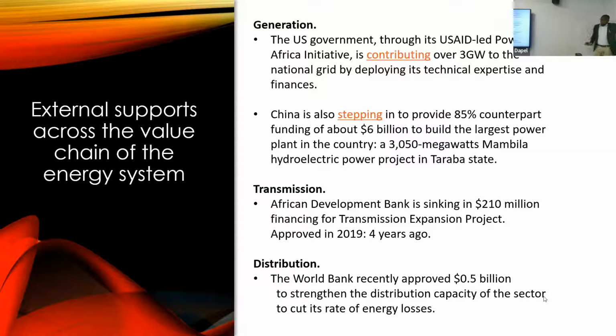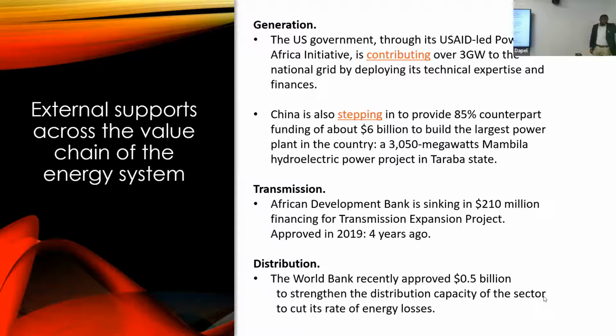Now, apart from investors that are internal, there are foreign supports that are coming in to help Nigeria upgrade its power infrastructure. On the side of the generation, when Obama was in power, he was championing the Power Africa initiative. And they say, okay, they are going to contribute 3 gigawatts of electricity to the national grid, right? And so if you times that by 4, that's the number of terawatts, billions of kilowatts that can be added to the national grid. China is also stepping in with counterpart funding.